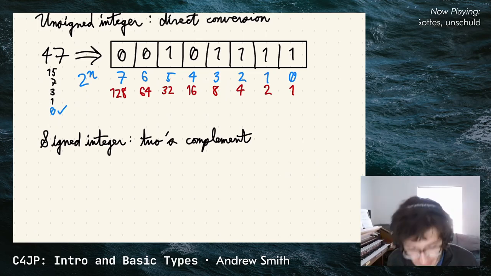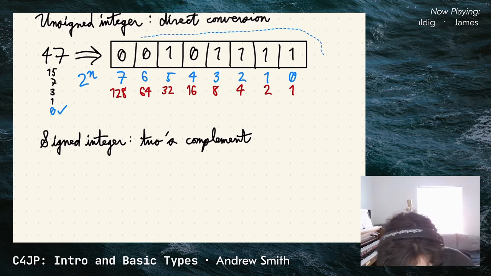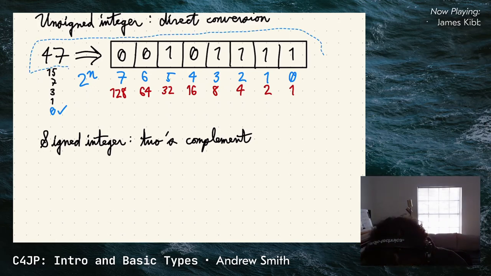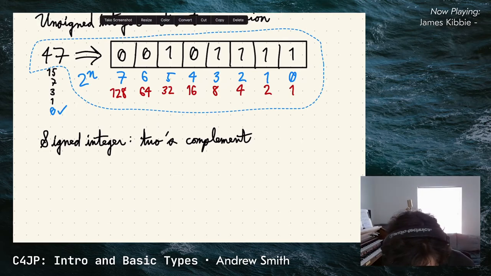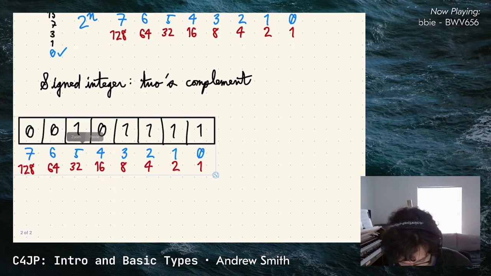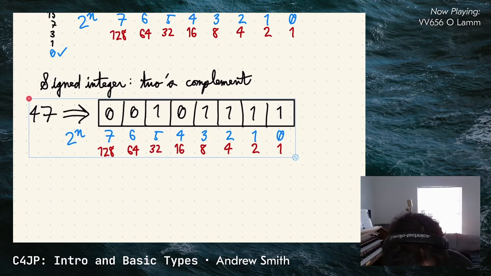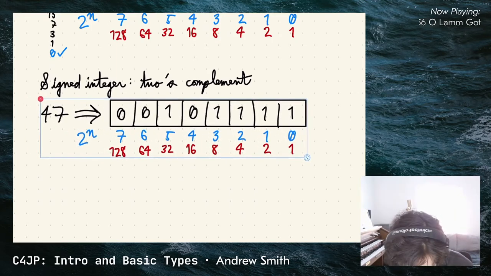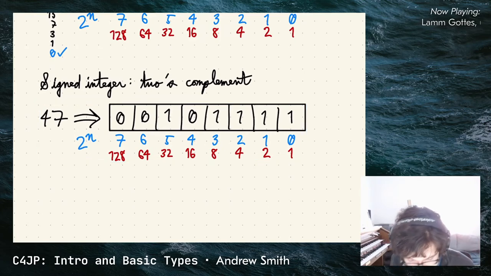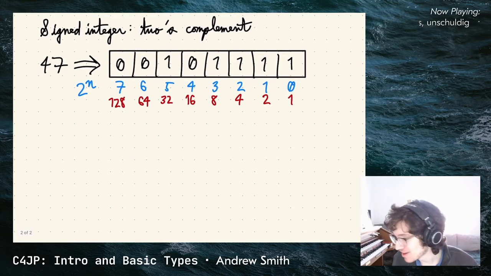Now, a really nice thing about the 2's complement notation is that positive numbers are exactly the same as they are in our unsigned system. And so here, if we try and just convert positive 47 to a signed 2's complement integer, we don't have to do anything. It's the same. And that is pretty nice. The problem starts to come in once we start dealing with negative numbers.